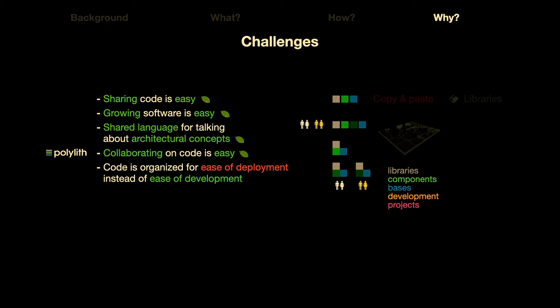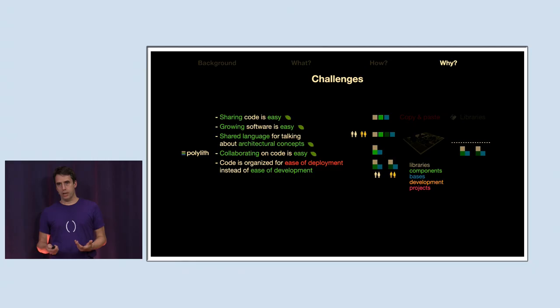Today, another problem is that code is organized for ease of deployment instead of ease of development. So what we do today is that we create our services, for example. So here we have two services in production. And that's our starting point. How should this be executed in production? And then we end up with two projects to work with in our development environment also. And if we add one more service in production, we will end up with one more in our development environment. So our development experience gets worse and worse, or it gets harder over time.